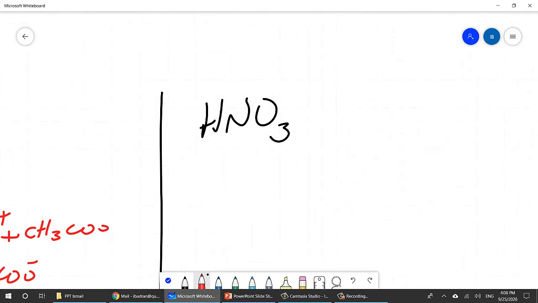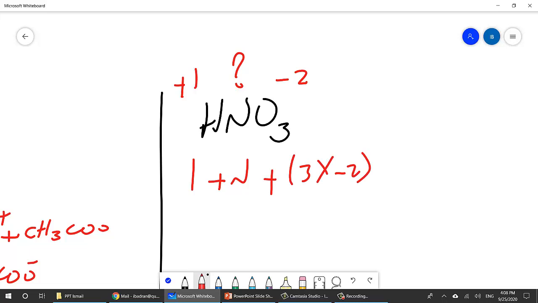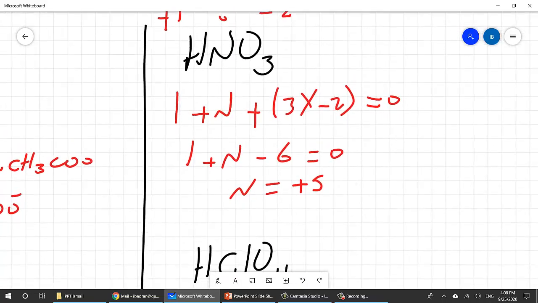We have an example that says, what is the oxidation number of nitrogen in nitric acid? So we're asking about the oxidation number of nitrogen. Now we know oxygen is -2, and hydrogen is +1. So we can do the mathematics by writing an equation: 1 plus n plus 3 times minus 2 is equal to 0, which is the total charge in HNO3. HNO3 is neutral, there is no charge, so that should all equal 0. Then that would be 1 plus nitrogen minus 6 equals 0. And if you do the math, you will find that nitrogen is +5. So the oxidation number of nitrogen in nitric acid is +5.